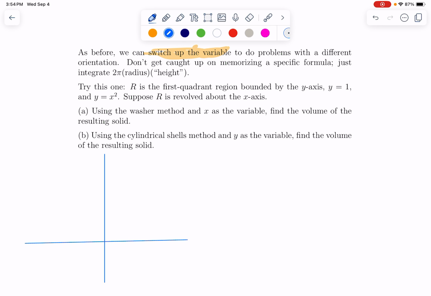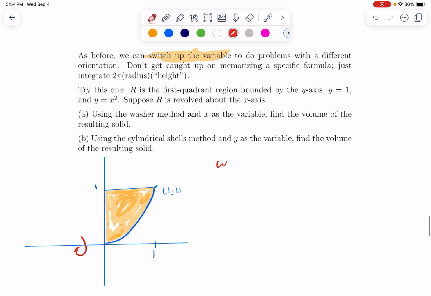So I have y equals x squared, y equals 1, and the y-axis. So this is our region. We're taking this region, bounded by y equals x squared, the y-axis, and y equals 1. And I'm taking the first quadrant one, because I guess there's one on the other side. And we're going to spin this around the x-axis, like so.